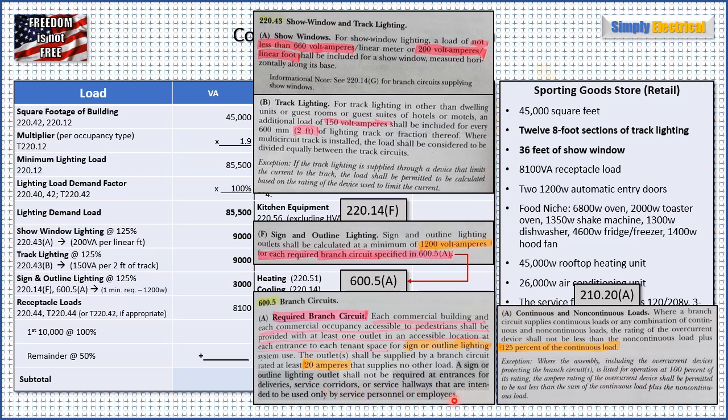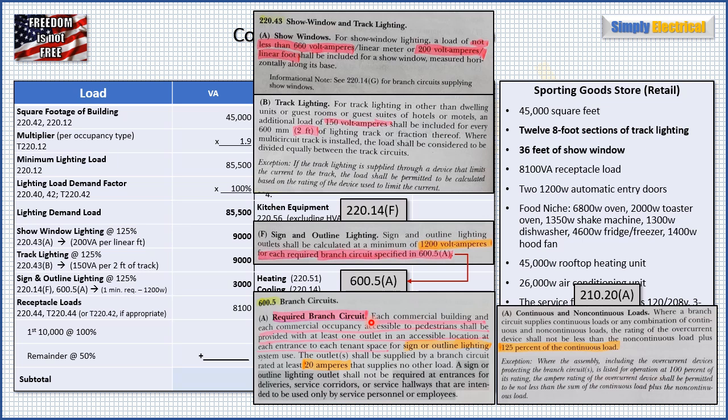All right, so basically it tells you there's a minimum requirement of one 20 amp circuit for sign or outline lighting, and that's in any commercial building and any commercial occupancy accessible to pedestrians. So that's not a choice. No matter what, if you have a commercial calculation, a commercial building, you have to put at least one 20 amp circuit in for sign and outline lighting at each entrance to each tenant space. So we've got to put a minimum of 1 because every building has at least 1 entrance. Now if your building has 2 or 3 or 4 entrances, then you have to put 2, 3, or 4 accordingly.